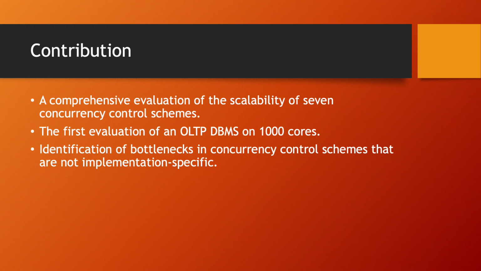There are 3 key contributions of this paper. First, a comprehensive evaluation of the scalability of 7 concurrency control schemes. Second, the first evaluation of an OLTP database on 1000 cores. And the third is identification of bottlenecks in concurrency control schemes that are not implementation specific.